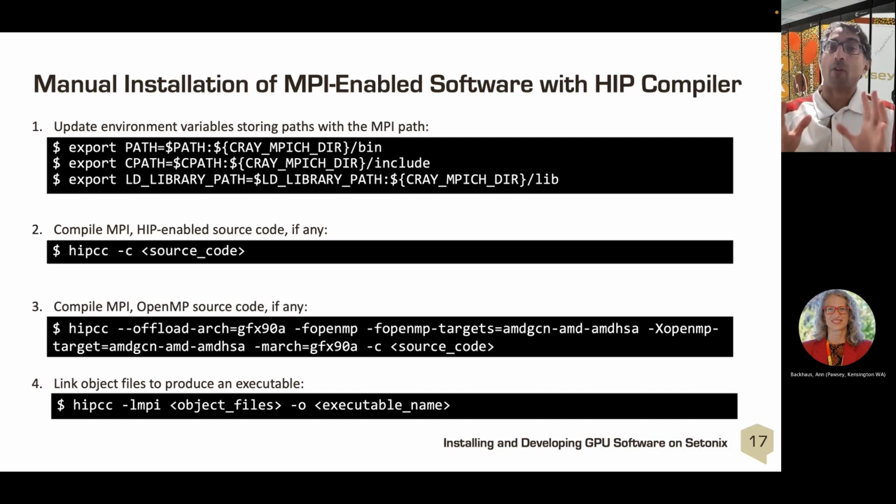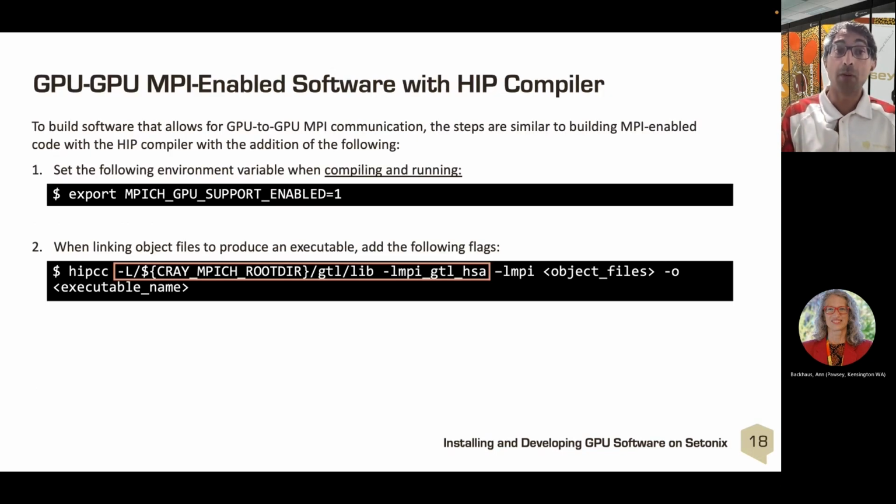Now, all of the previous two slides have focused on MPI, but I should mention that MPI, this message passing interface that allows CPUs to communicate across the network, also allows GPUs to communicate across the network. We do have MPI that can do GPU to GPU communication. So that's straight GPU to GPU communication, but that requires extra steps. So for GPU to GPU MPI-enabled software, you're better off using the HIP compiler. And there's just several extra steps, not a huge number of steps.